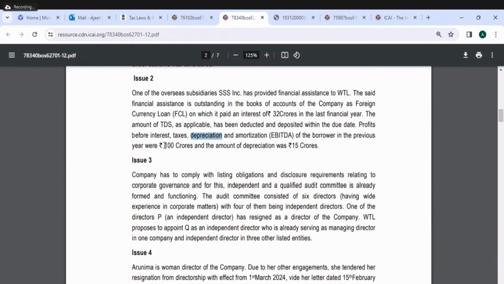So what would be allowed? Only up to 30% of 100 crores, which is 30 crores. So what has the company paid? The company has paid 32 crores. So it means the disallowance will be 2 crores.